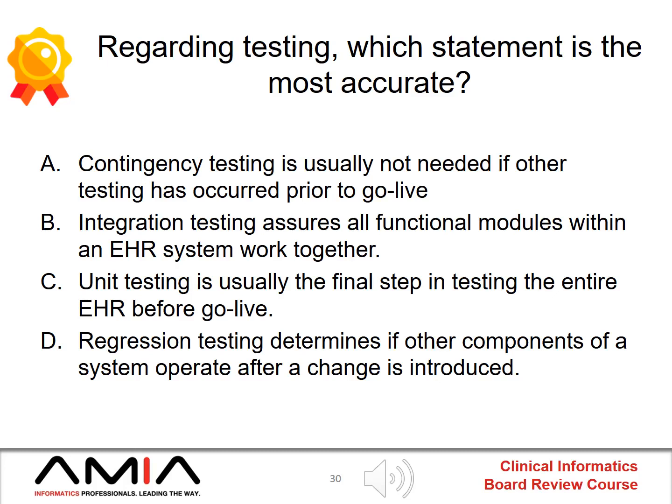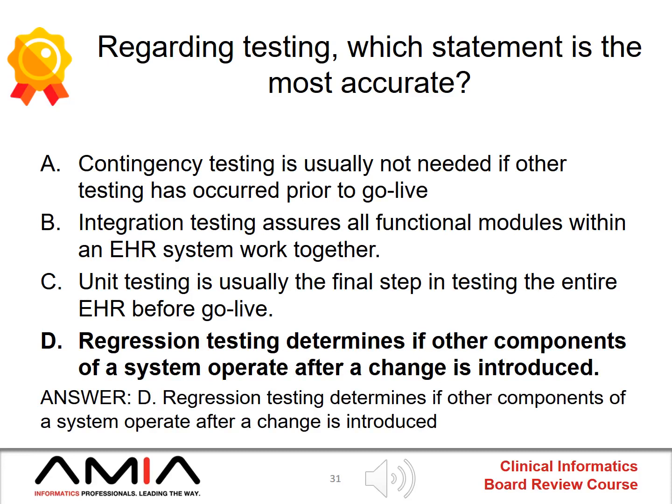B, integration testing assures all functional modules within an EHR system work together. C, unit testing is usually the final step in testing the entire EHR before go live. D, regression testing determines if other components of a system operate after a change is introduced. So which of these is correct?